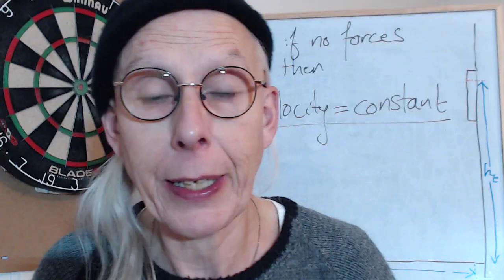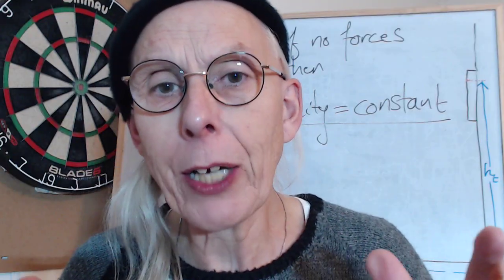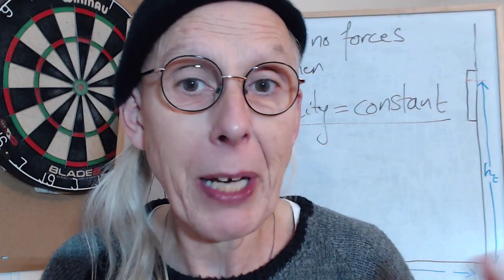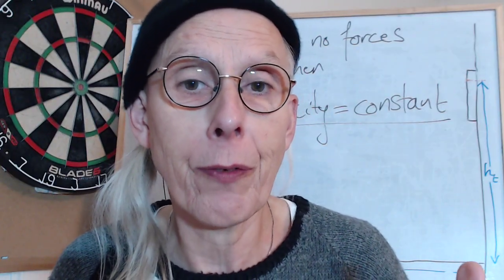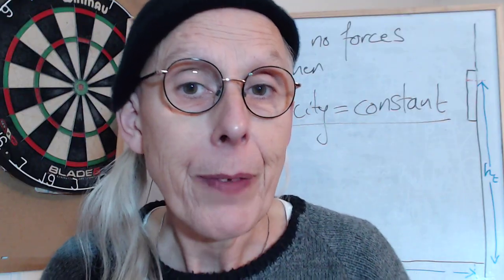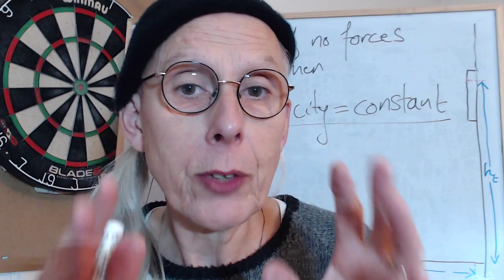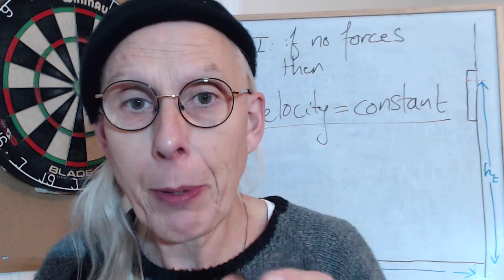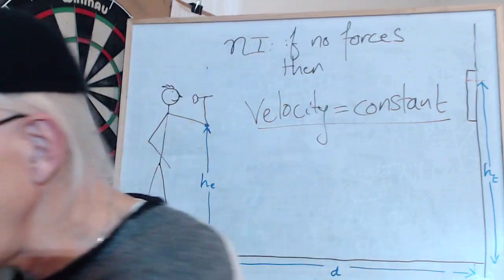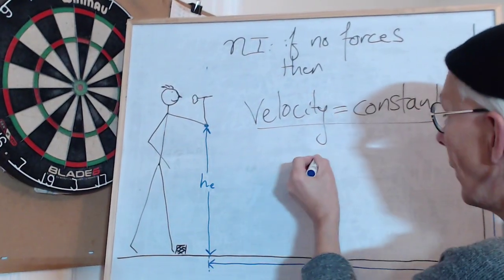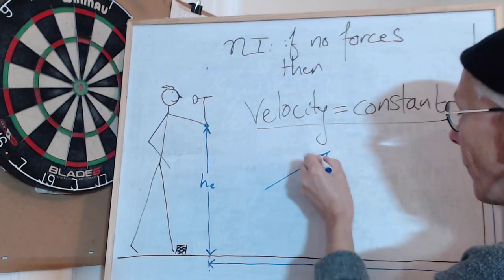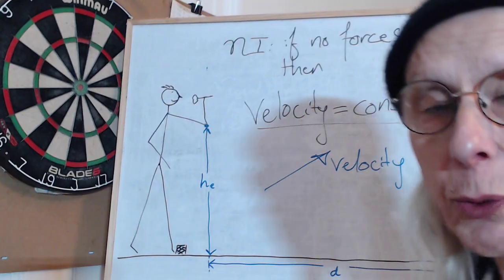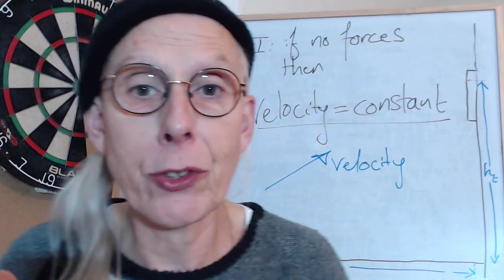Now you might say, well, hang on, the Earth goes round the Sun at a constant speed, but it has a force acting on it, which is the force of attraction of gravity from the Sun. And that's absolutely true. Newton's first law is not that the speed is constant, it's that the velocity is constant. And you remember I said that the velocity has a size, which we call the speed, but it also crucially has a direction.